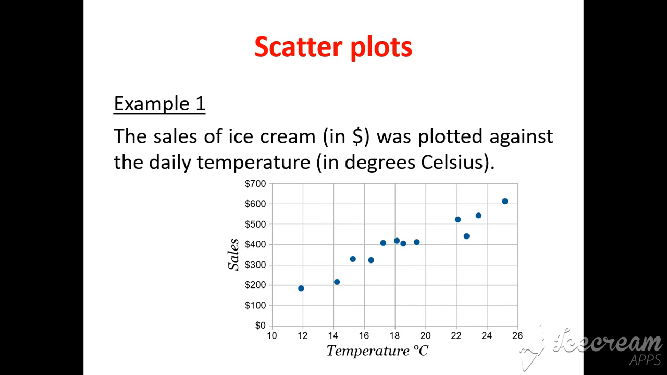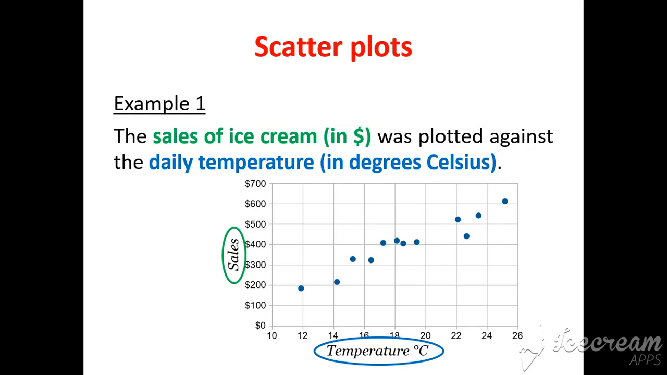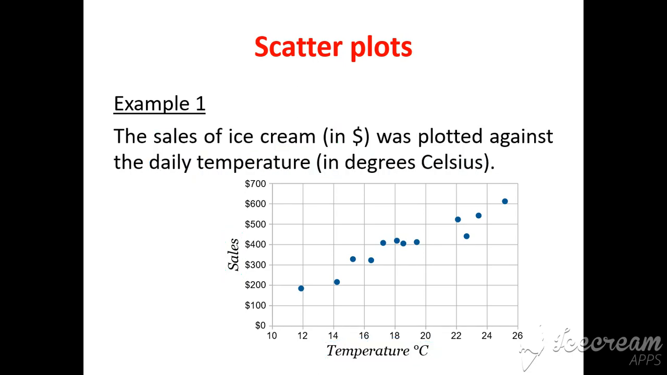The sales of ice cream in dollars was plotted against the daily temperature in degrees Celsius. So we've got sales on the y-axis in dollars, and we've got the daily temperature in degrees Celsius on the x-axis. Right, this point here, as an estimate, I'm just going to guess, seems to be roughly 18 degrees Celsius, maybe a little bit higher, and approximately $410. So on a day where the temperature was 18 degrees Celsius, they sold $410 of ice cream. This point here, I'm guessing once again, is probably around about 23.5 degrees Celsius, and they sold $540 of ice cream.